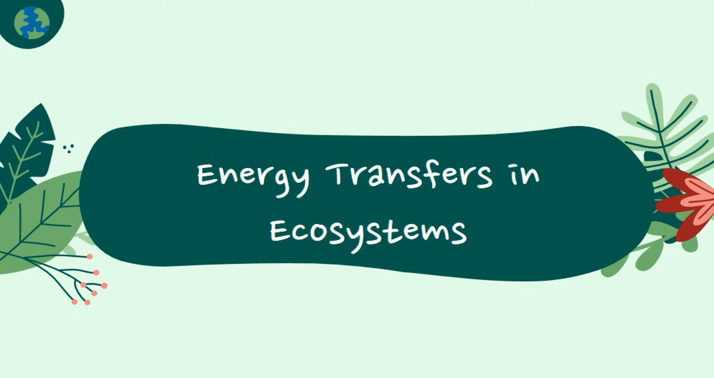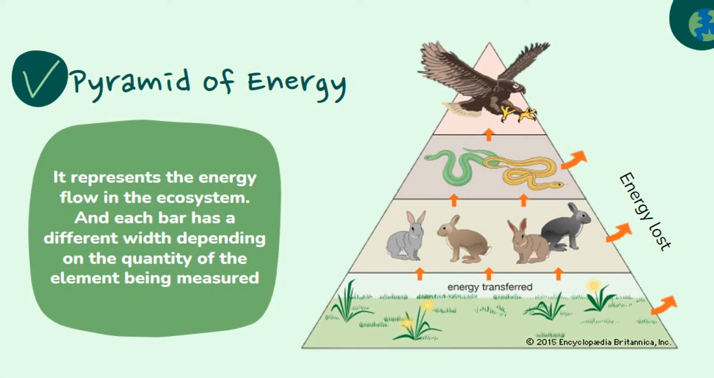To further discuss the transfers of energy in an ecosystem, here are the pyramids of energy, biomass, and numbers. An energy pyramid is sometimes referred to as an ecological pyramid or trophic pyramid. It is a graphical representation between various organisms in an ecosystem. The order of these bars is based on who feeds on whom. It represents the energy flow in the ecosystem, and each bar has a different width depending on the quantity of the element being measured. An energy pyramid is useful in quantifying the transfer of energy from one organism to another along a food chain.